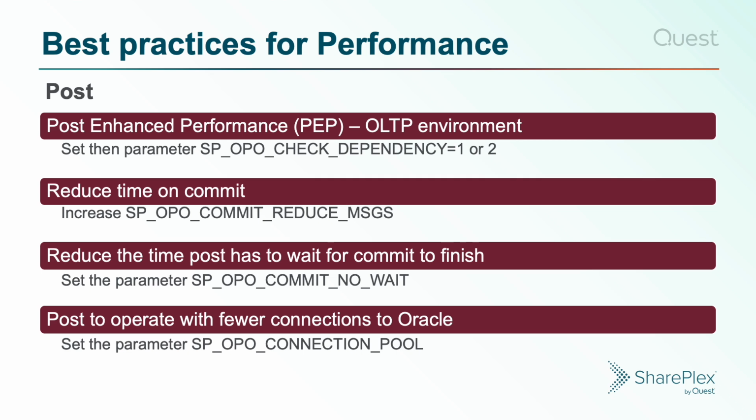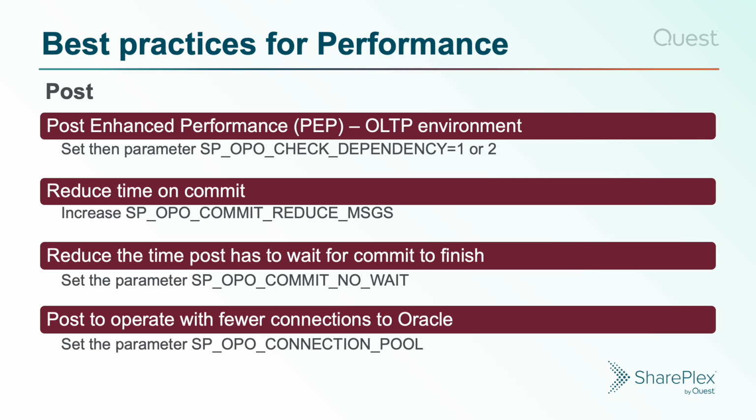The second one is reducing time on commit. This was introduced mainly for inserts, so it would speed up post. If you think that post is slow on inserts, you would increase SPOPO commit reduced messages. You would increase this parameter value.